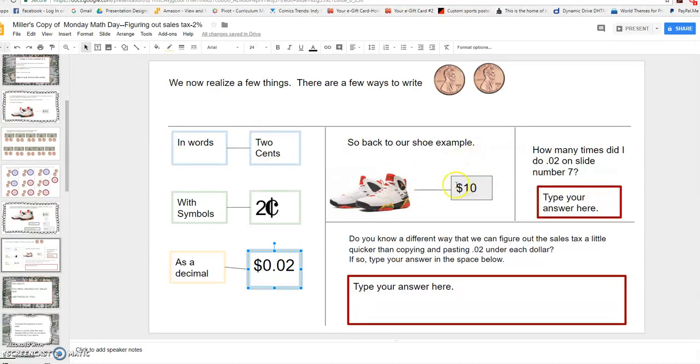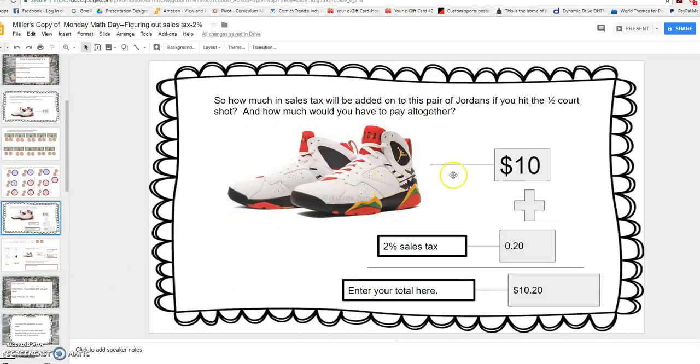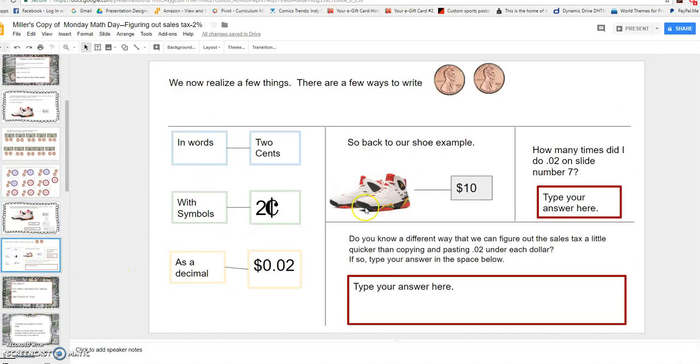Now, back to our shoe example. They were $10. How many times did I do 2 cents on slide number 7? Let's go back and take a look. How many times did I do 2 cents? Let's see, 1, 2, 3, 4, 5, 6, 7, 8, 9, 10. I did it 10 times because the shoes cost $10. So I'm going to say I did it 10 times. And you can see my $10, that's the number of times that I add in my sales tax.